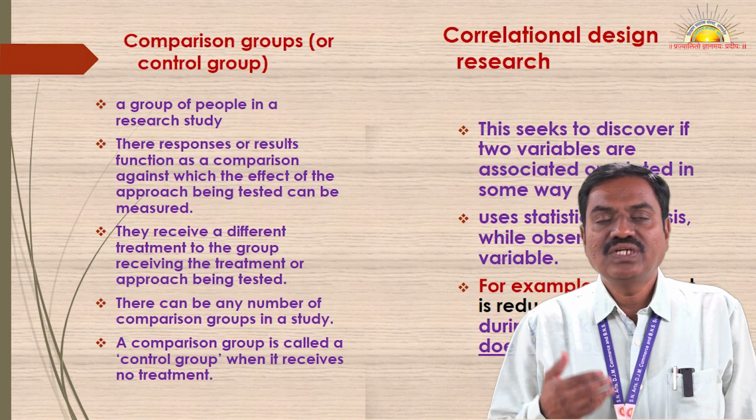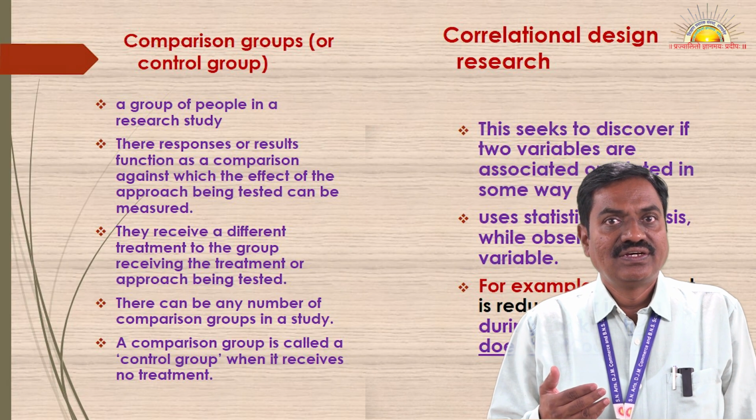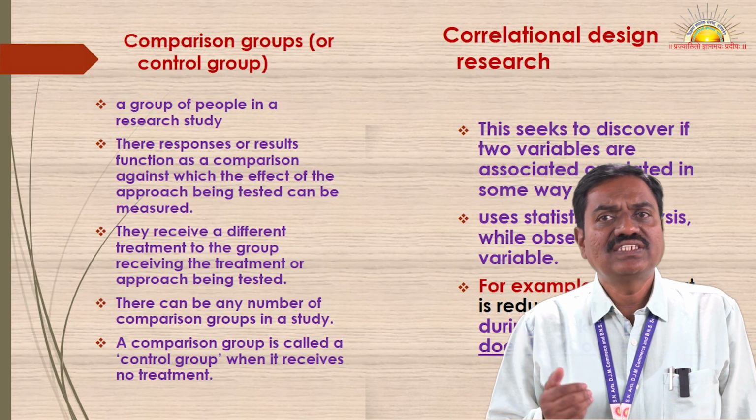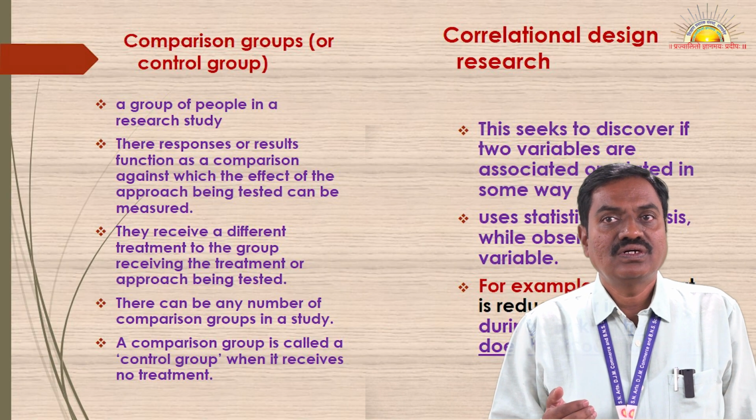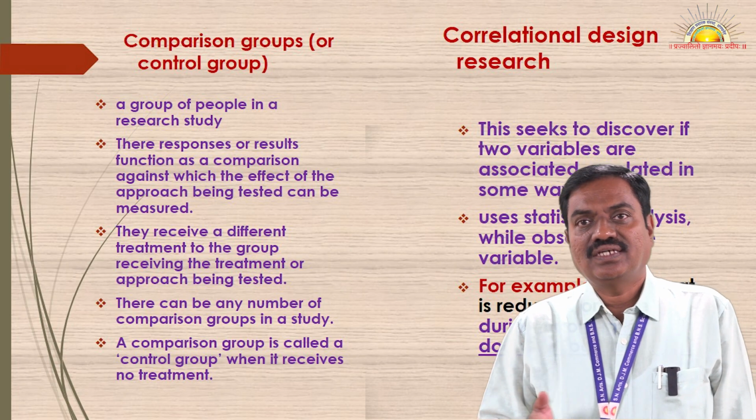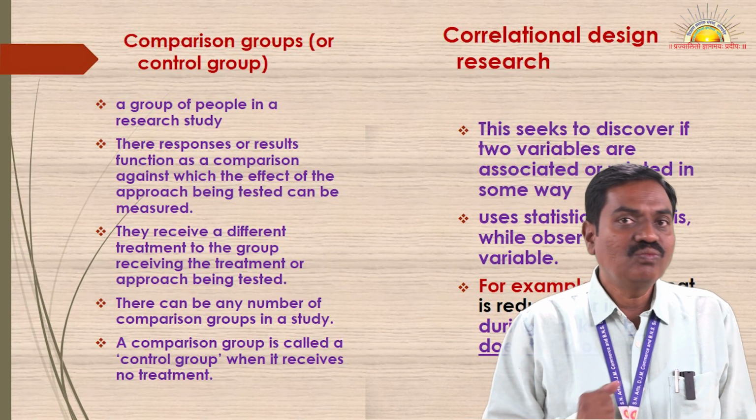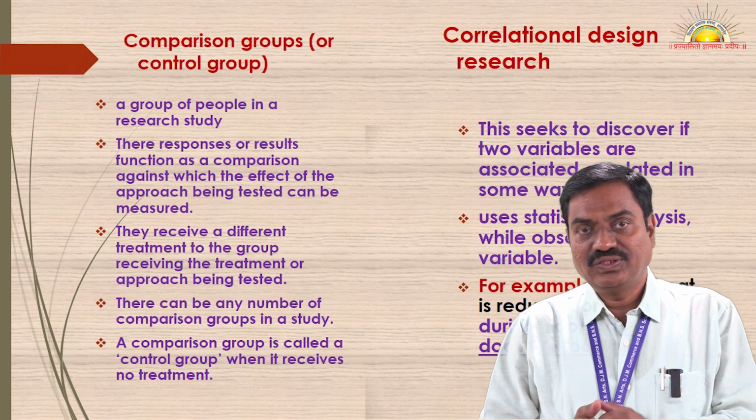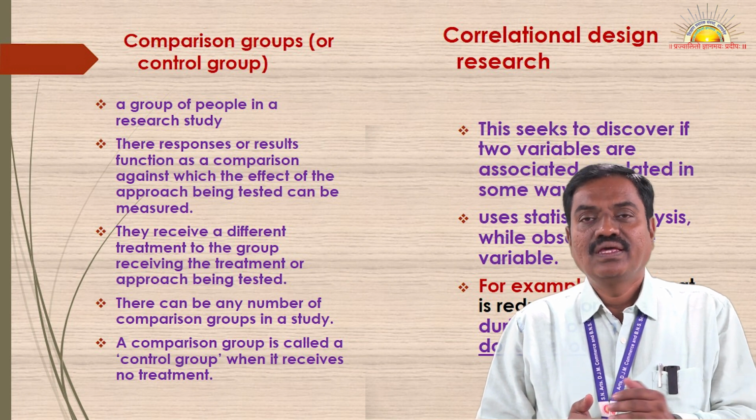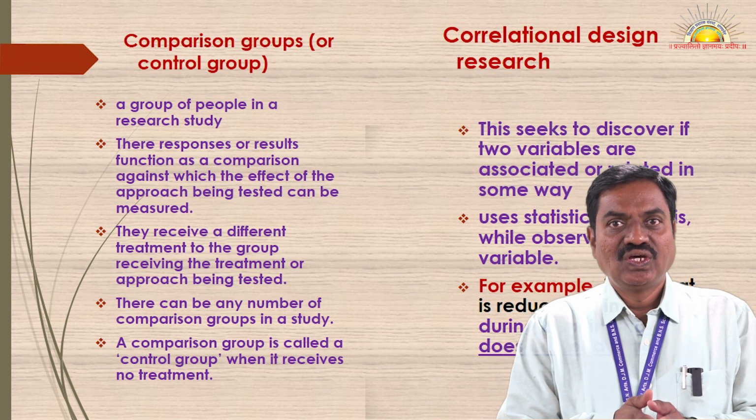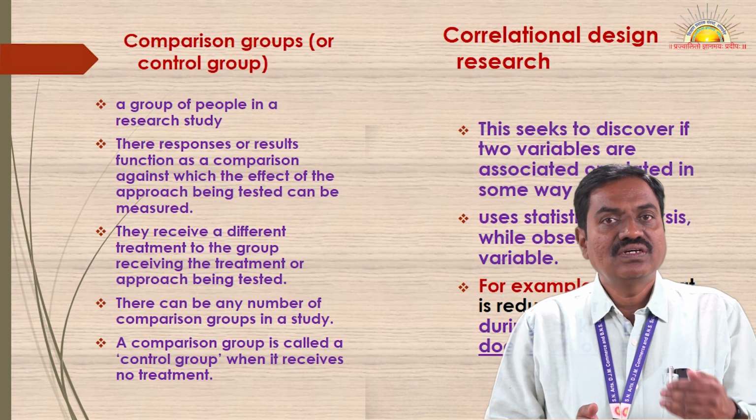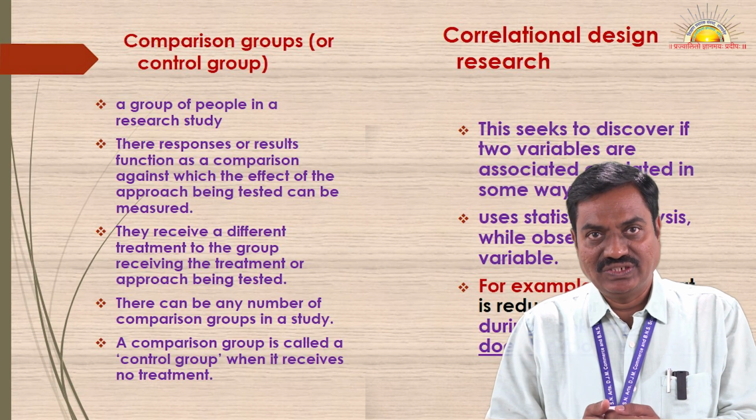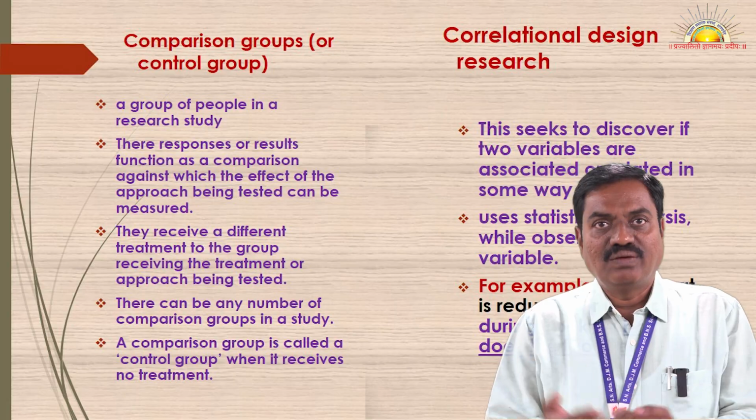The next term that we are going to talk about is correlational design research. Correlational design research seeks to discover if two variables are associated or related in some way using statistical analysis while observing the variables. For example, if the heat is reduced or increased during cooking, how the food reacts to it is an example.